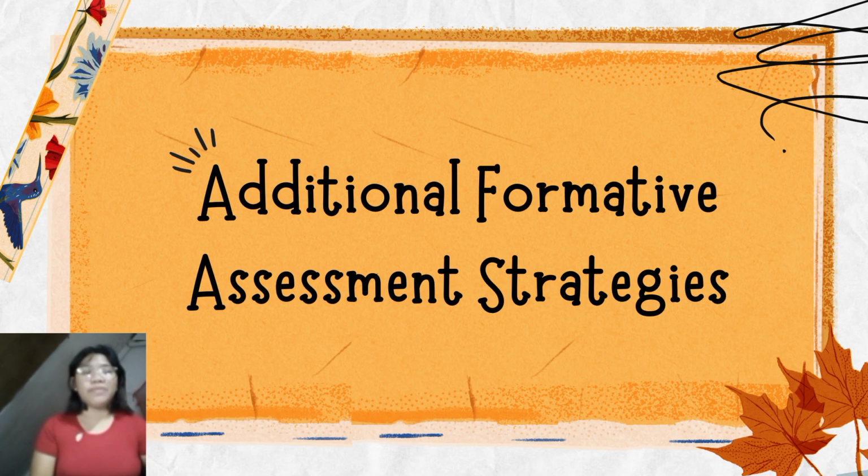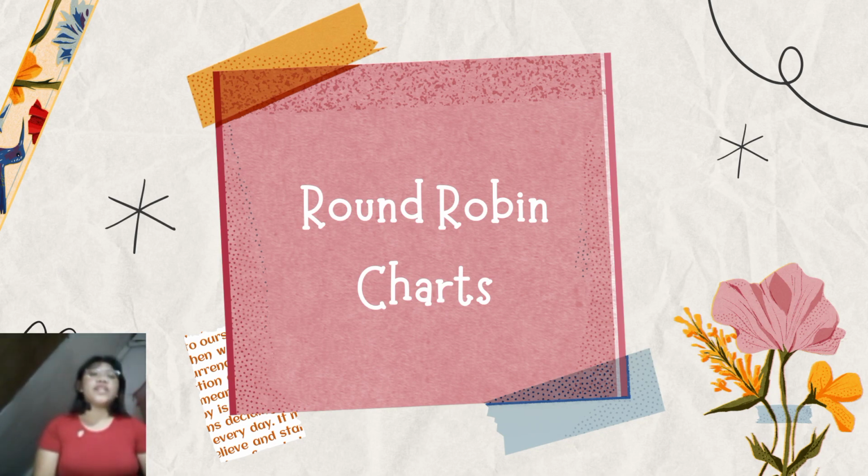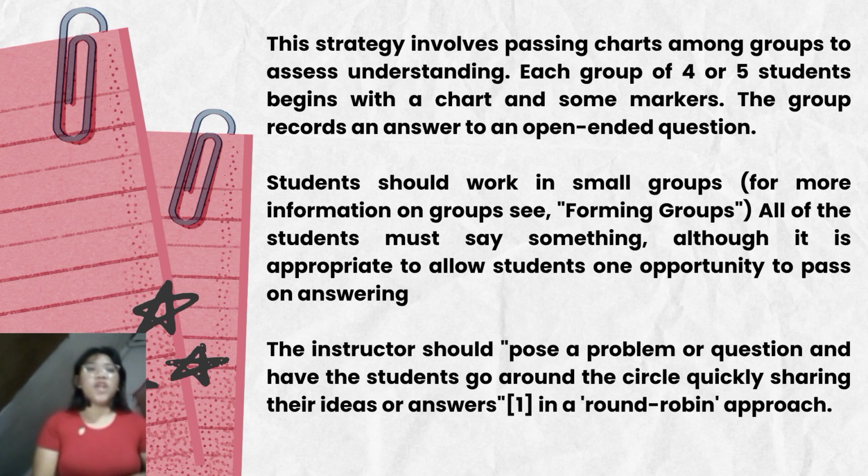Additional formative assessment strategies. The first one is the round robin charts. This strategy involves passing charts among the groups to assist understanding. Each group has 4 or 5 students and begins with a chart and some markers. The group records an answer to an open-ended question. They can also share the knowledge they have on a topic covered in the class. Once the students finish with the chart, they can pass it to the next group. Once every group has worked on every chart, responses are discussed as a class.